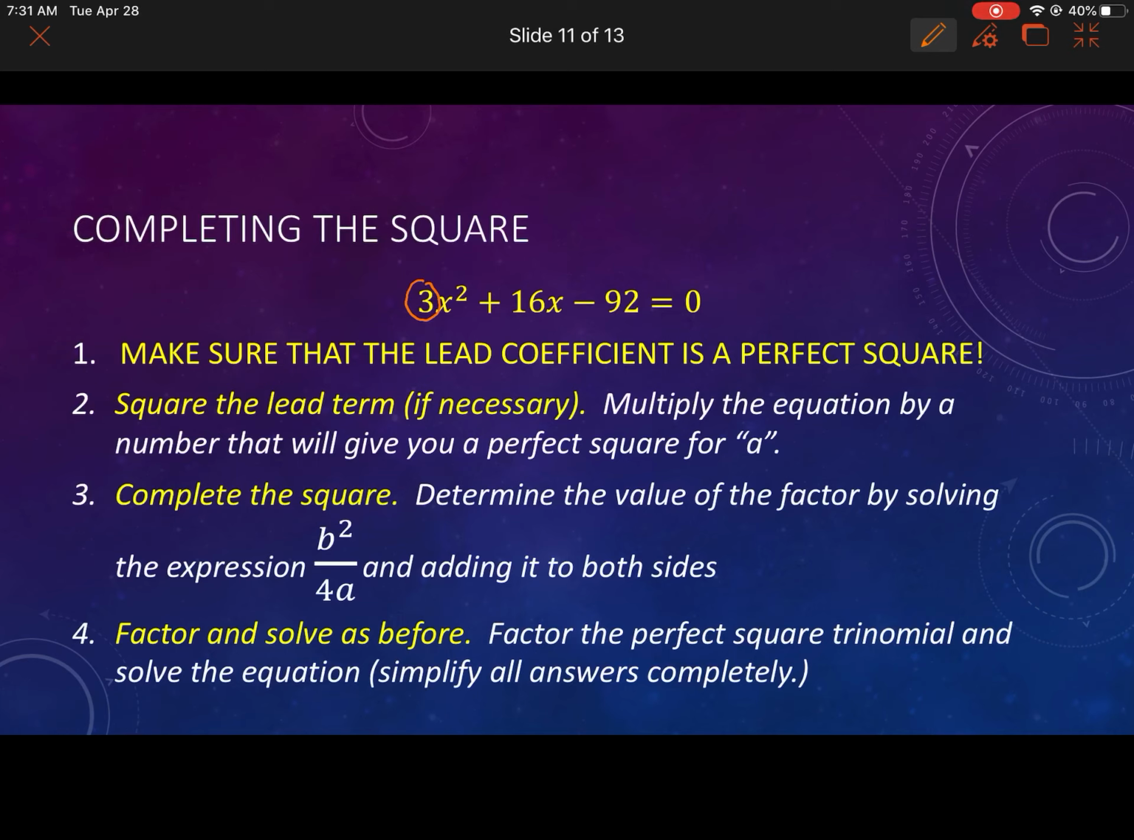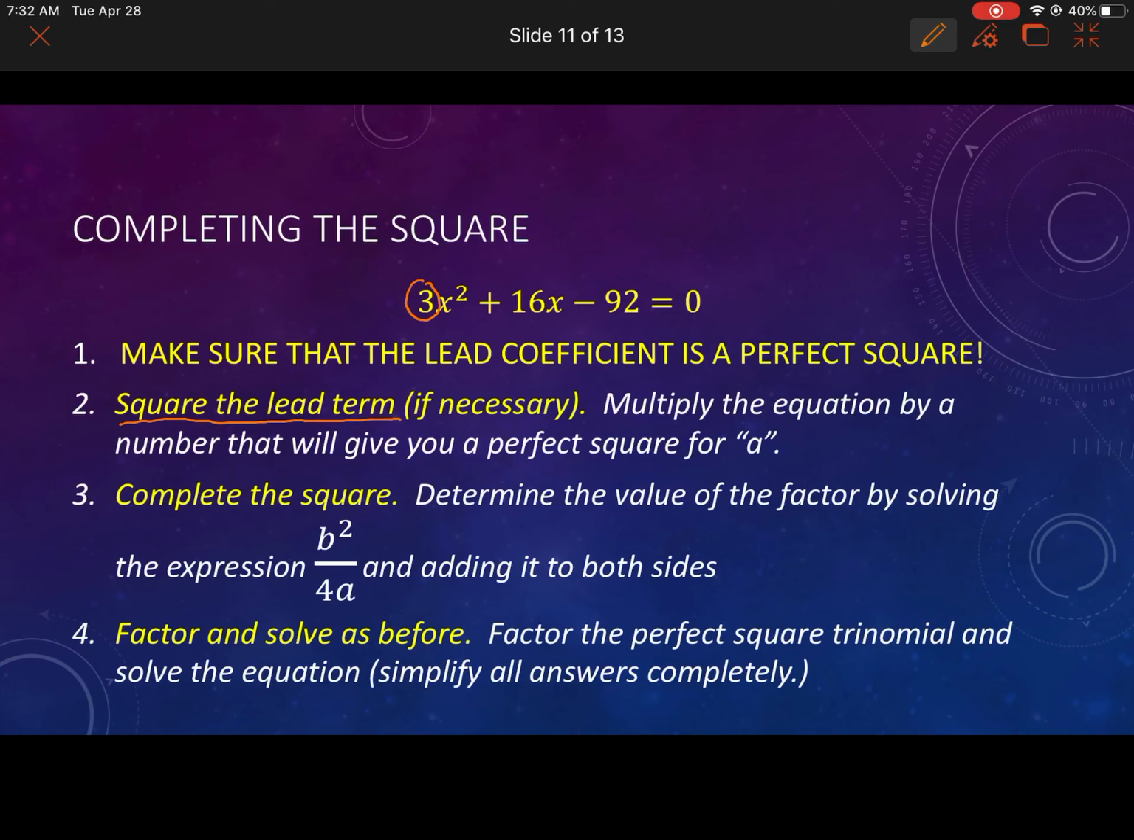Okay, so here are the steps that we're going to follow. We're going to make sure that the lead coefficient is a perfect square, because currently it's not, right? It's a 3, that's not a perfect square. So we're going to have to change that. We're going to solve that issue by squaring the lead term. So how are we going to do that? Well, in this case, we're going to multiply it by itself. That's the easiest way to make a perfect square, right? So 3 times 3 would be 9, which would then be a perfect square.